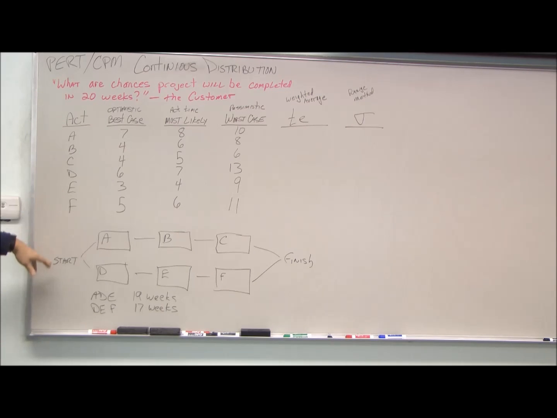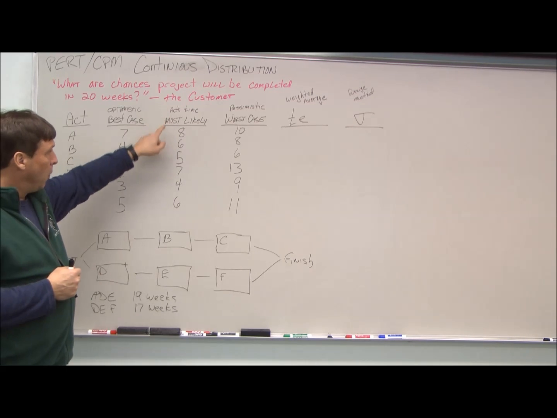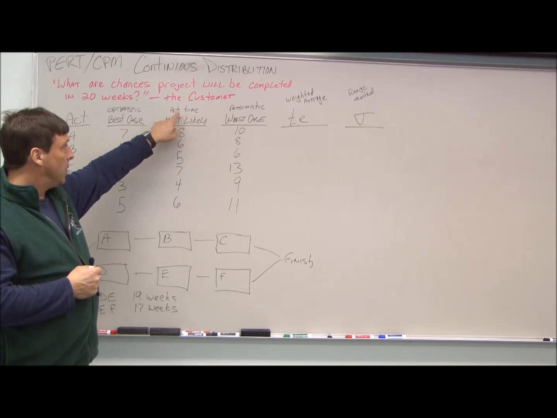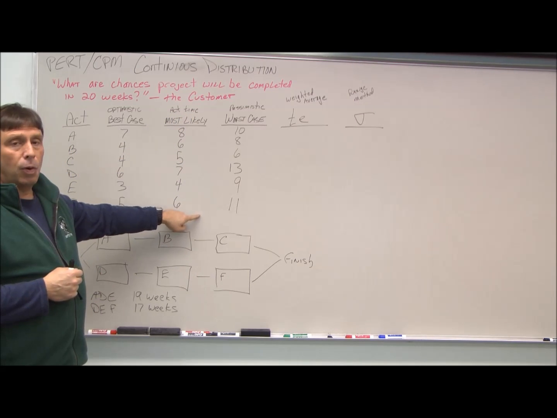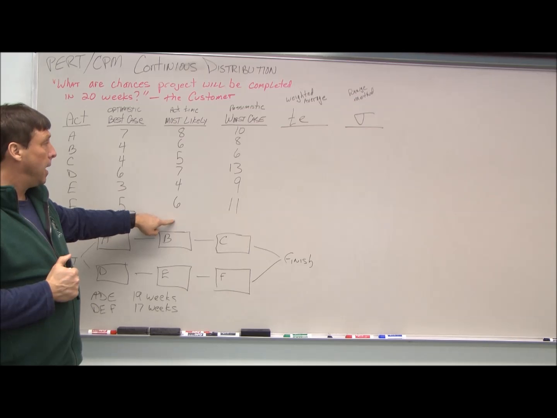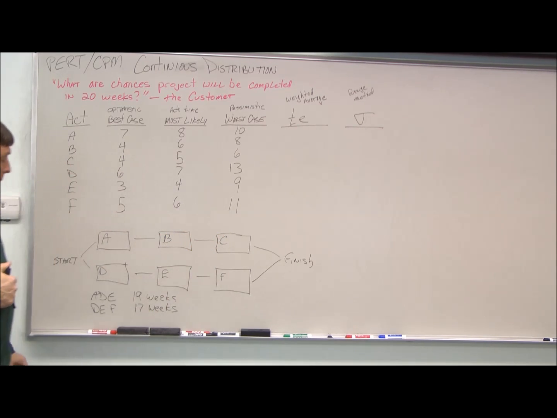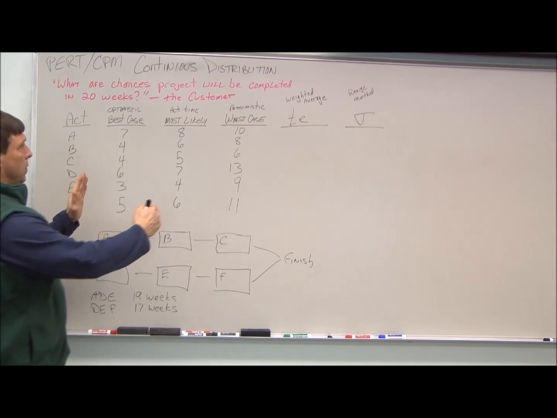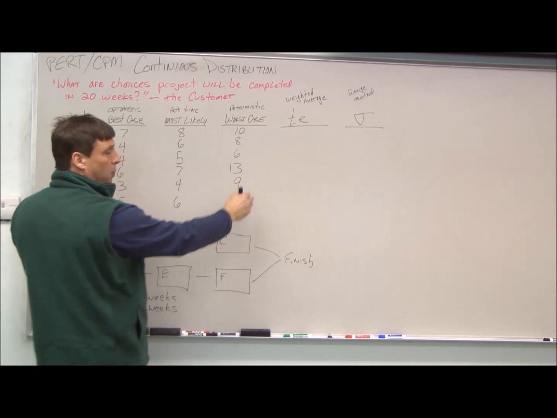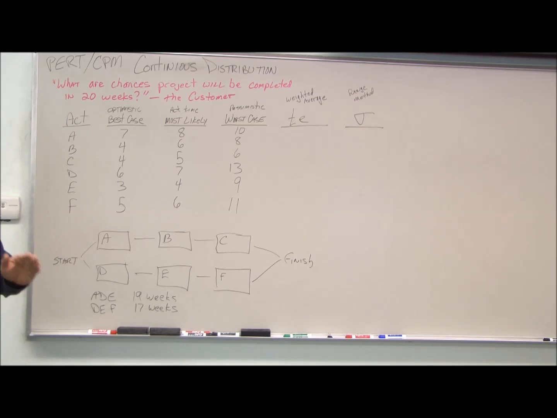We have our activity code. I draw out the really simple diagram. What we were using as our activity time is now what we're calling the most likely scenario. So if I graphed out the times, we find that our critical path was ADE with 19 weeks and DEF had 17 weeks. To that, we've added a best case, worst case scenario.